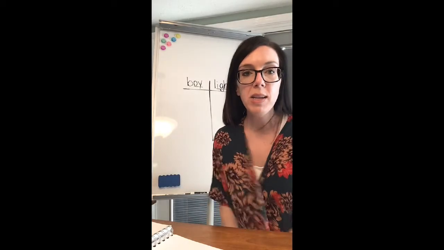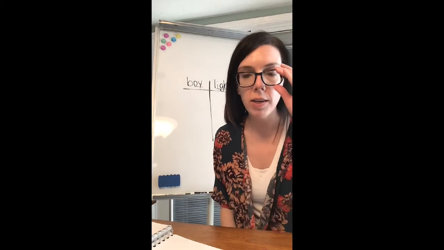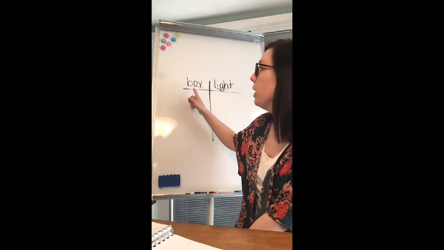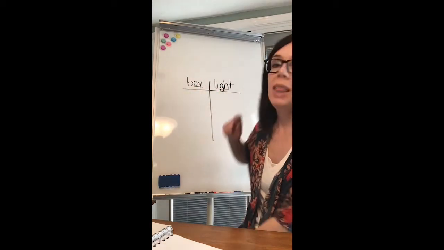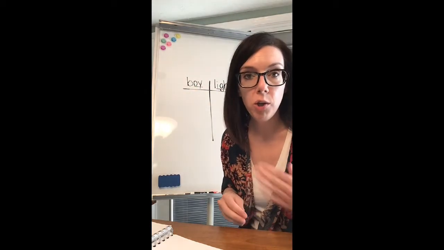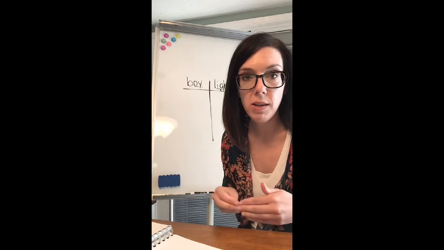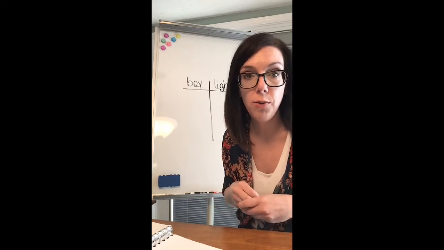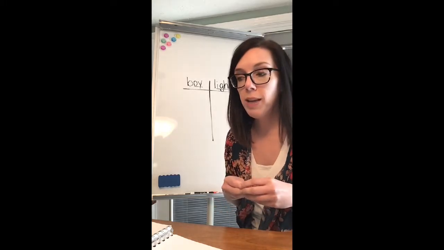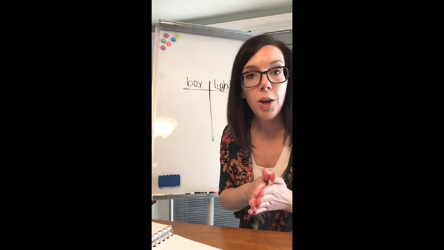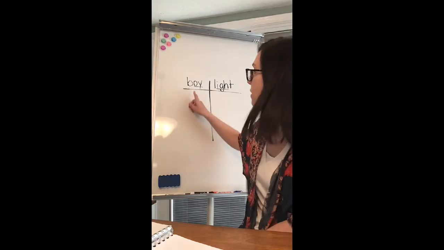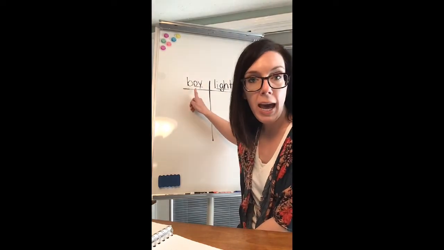All right, so let's get started with our analogy chart. You can see that I've written, and you should have too, boy and light on my T-chart. So make sure that you have that written before you do anything else. If you need to, pause it and make sure that you do that first. What we're going to do is I'm going to give you a word, and I want you to think, what sound do you hear in that word that sounds like our sounds that we have up here?